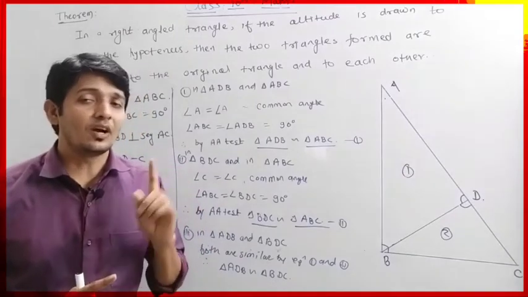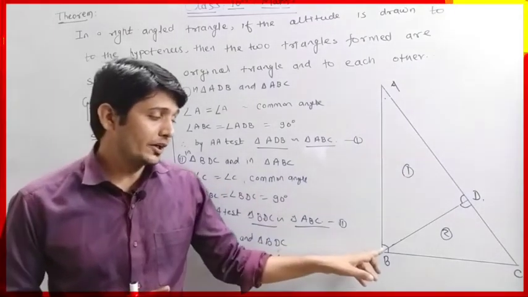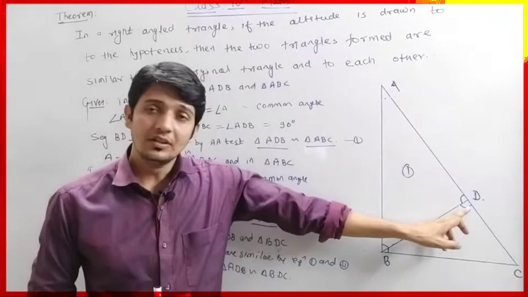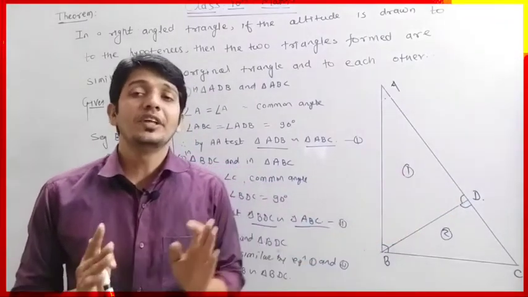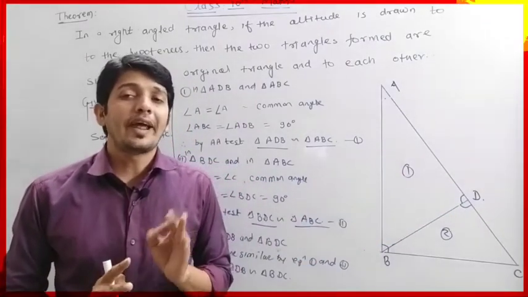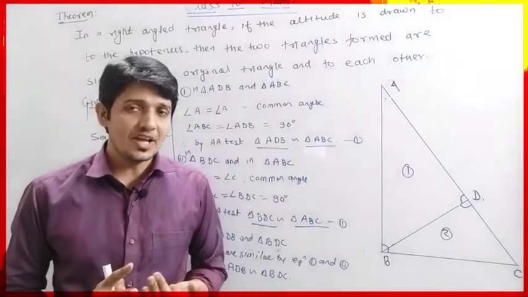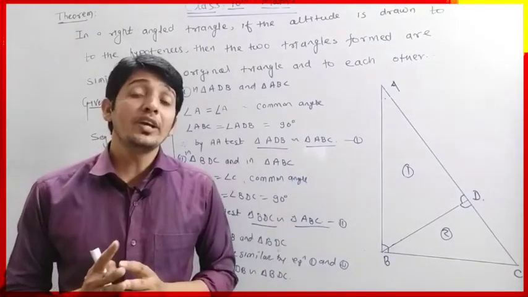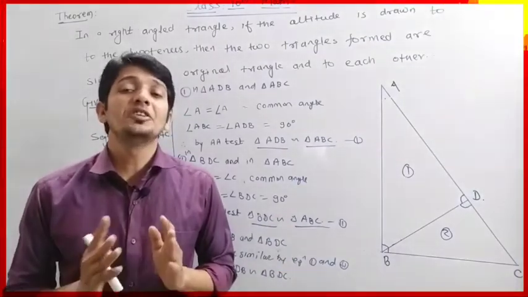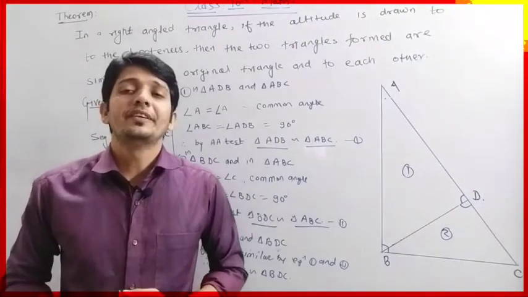According to the theorem, when an altitude is drawn on the hypotenuse, two triangles are formed such that they are similar to each other as well as similar to the original triangle.